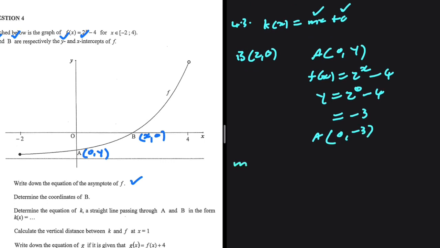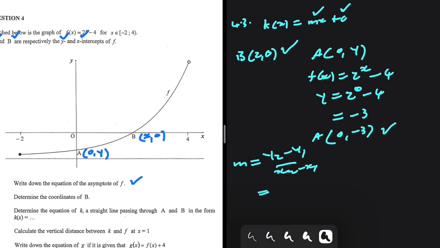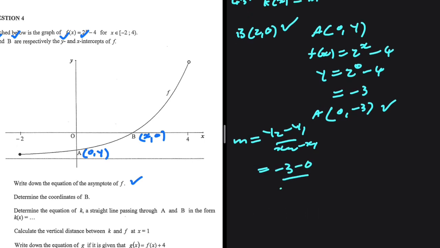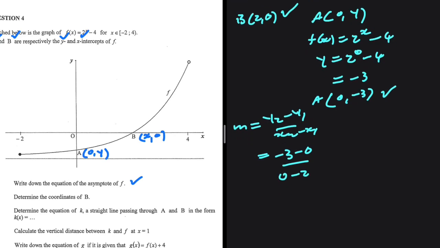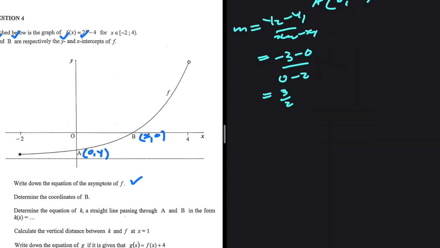If we go ahead and find the gradient, we'll get y2 minus y1 divided by x2 minus x1. We have B and A. If we take A as our second point, we're going to have minus 3 minus 0, the y value of A minus the y value of B, divided by 0 minus 2. So this is just equal to 3 divided by 2. That is the gradient of k of x. We can say that k of x equals 3 divided by 2 x plus c.